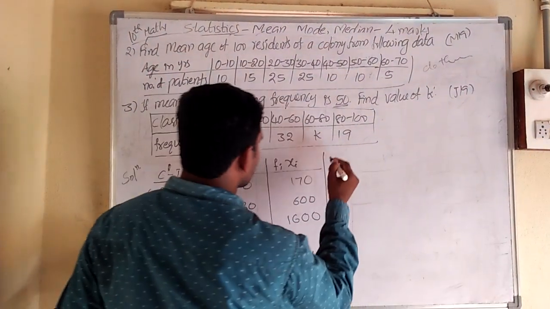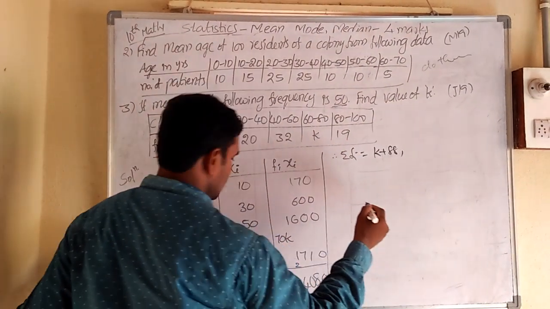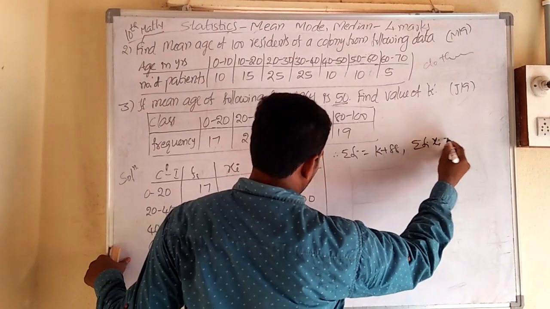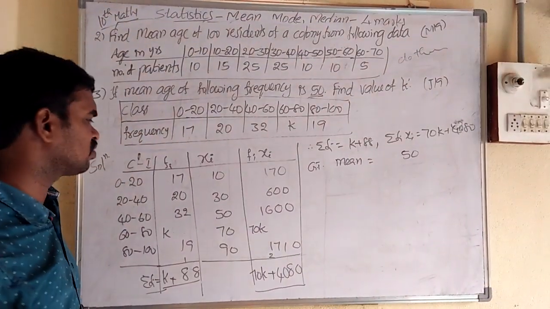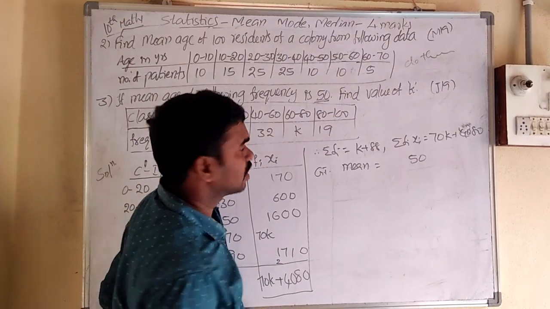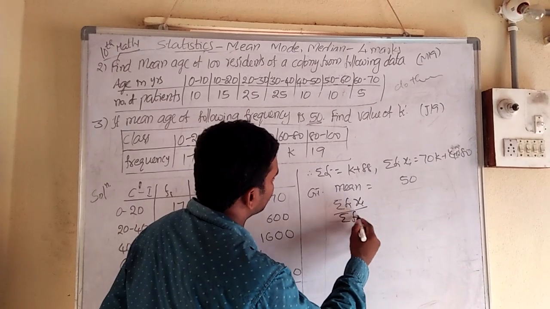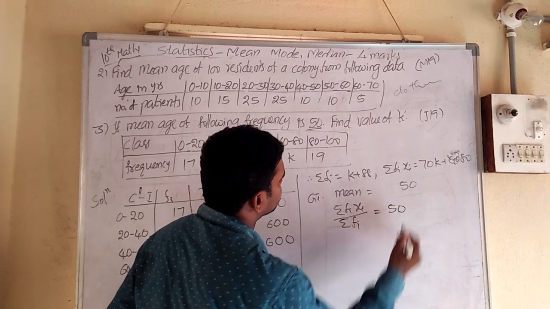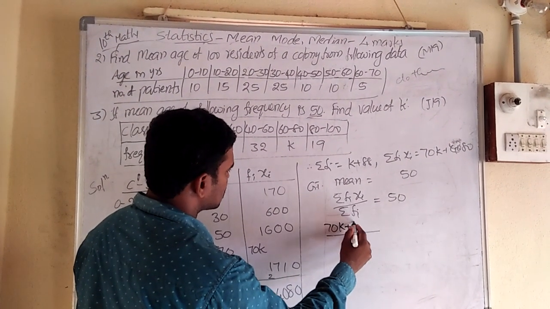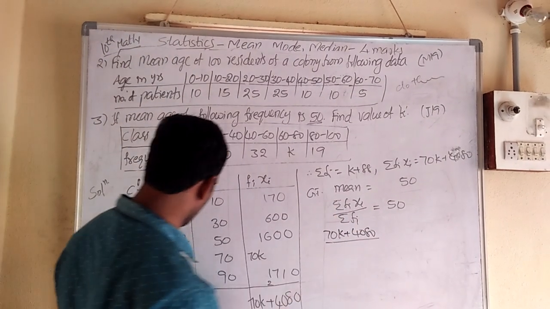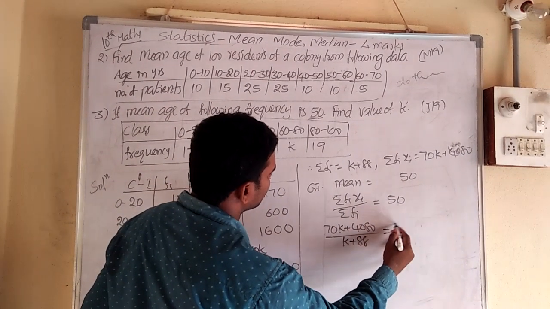I'm writing one by one. So therefore summation fi value is k plus 88, and summation fi xi value is 70k plus 4080. Now, the mean is equal to 50. What is the mean formula? Summation fi xi by summation fi is equal to 50. Now what is summation fi xi? 70k plus 4080, by summation fi. What is summation fi? k plus 88, is equal to 50.